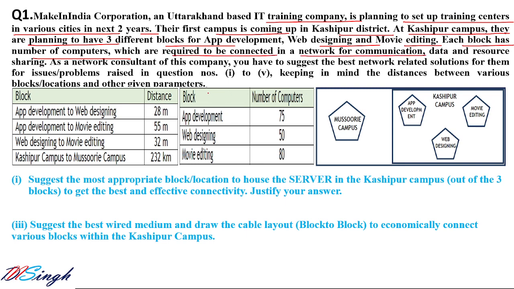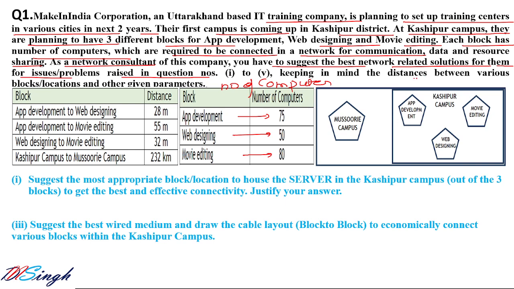They have given a table which will hold the information about which block is having how many computers. App development has 75, web designing has 50, and movie editing will have 80. This is for the purpose of data and resource sharing, which is the purpose of a computer network also. As the network consultant of this company, you have to suggest the best network related solution for the problems raised in questions 1 to 5.